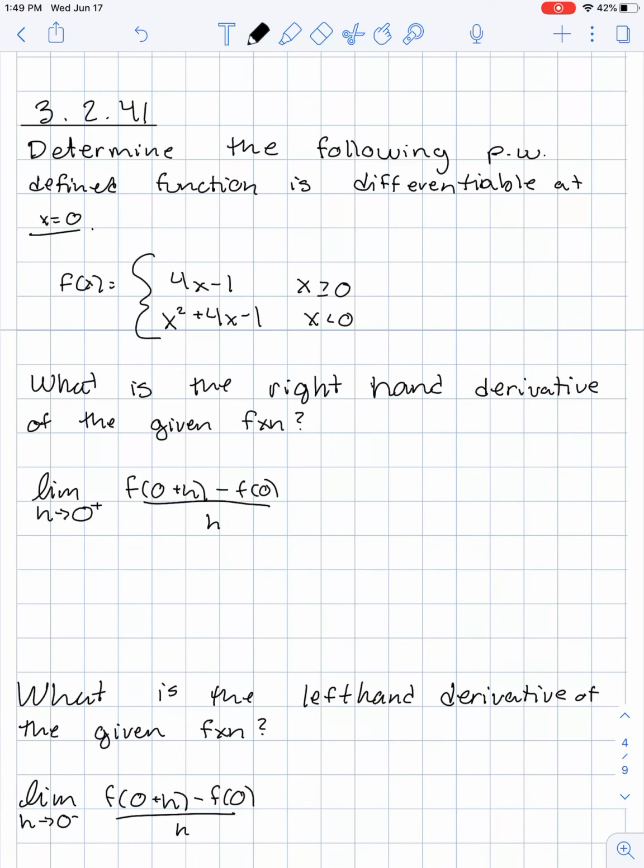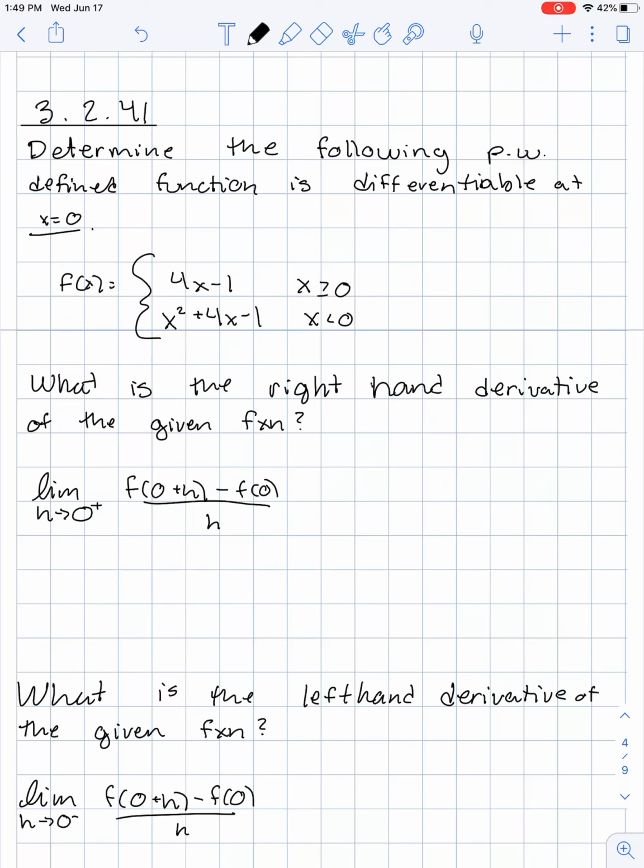So determine the following: is the piecewise defined function differentiable at x equals 0? We're given that f of x equals 4x minus 1 when x is greater than or equal to 0, and x squared plus 4x minus 1 when x is less than 0. So it kind of walks us through this problem.